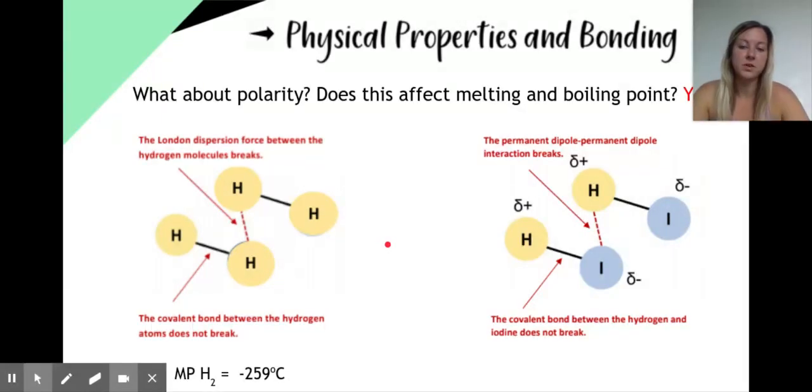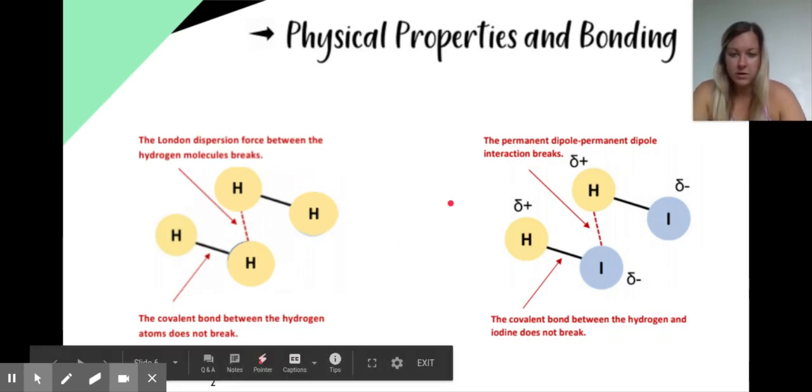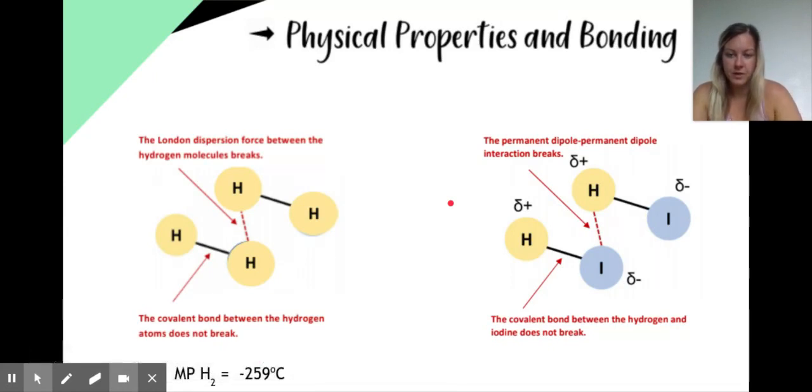As we know, London dispersion forces are the weakest type of intermolecular force, and it is this force, the London dispersion force, that is breaking when we heat this. The melting point of hydrogen is minus 259 degrees C, which is very, very low indeed. And that shows how weak these London dispersion forces are. They're extremely weak. They don't require an awful lot of energy at all to overcome them.